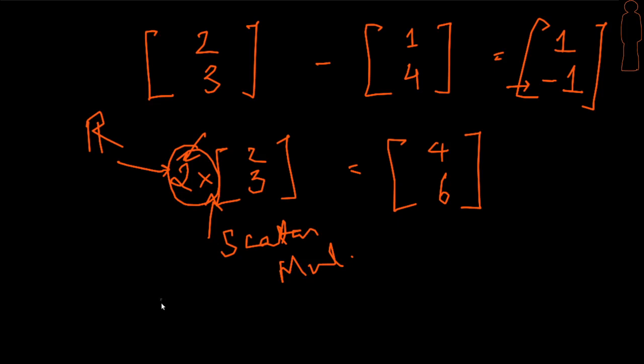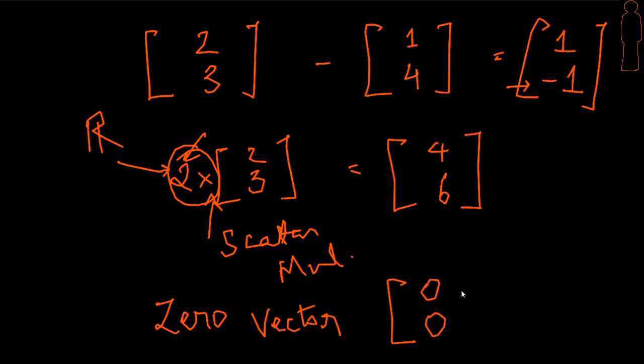We also look at a special vector which is called the zero vector. Now what's a zero vector? If in both the places I put a 0, then I call it the zero vector, and it is quite obvious how to perform operations with a zero vector.